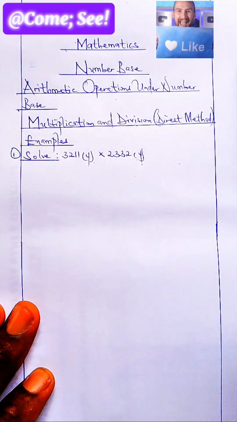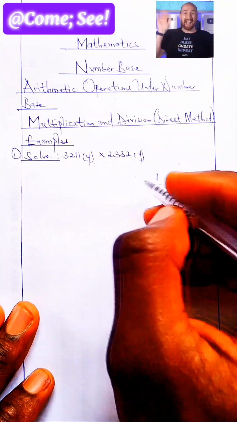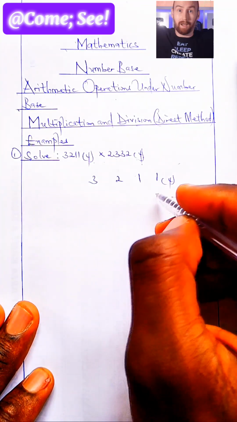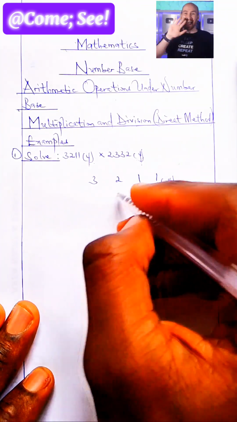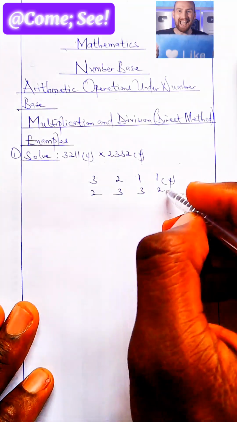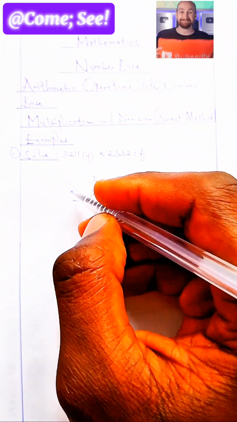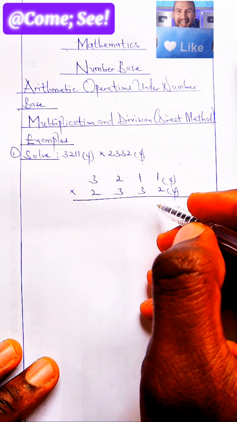Now, this is what we're going to do. You write it down first. You write down your 1, your 2, your 3 in base 4. Then your 2, your 3, your 2 in base 4. Now you're going to times, and whatever answer you get, use your 4 to test it.